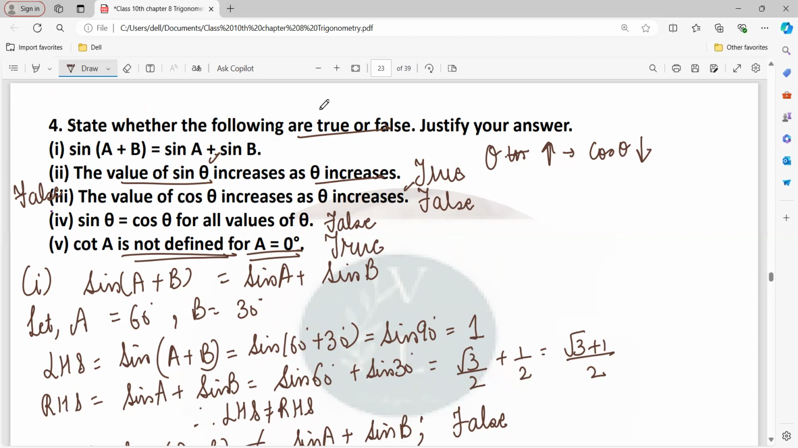So with this, we have completed our exercise 2, that is 8.2. And in the next session, we'll start the third exercise, which is 8.3.